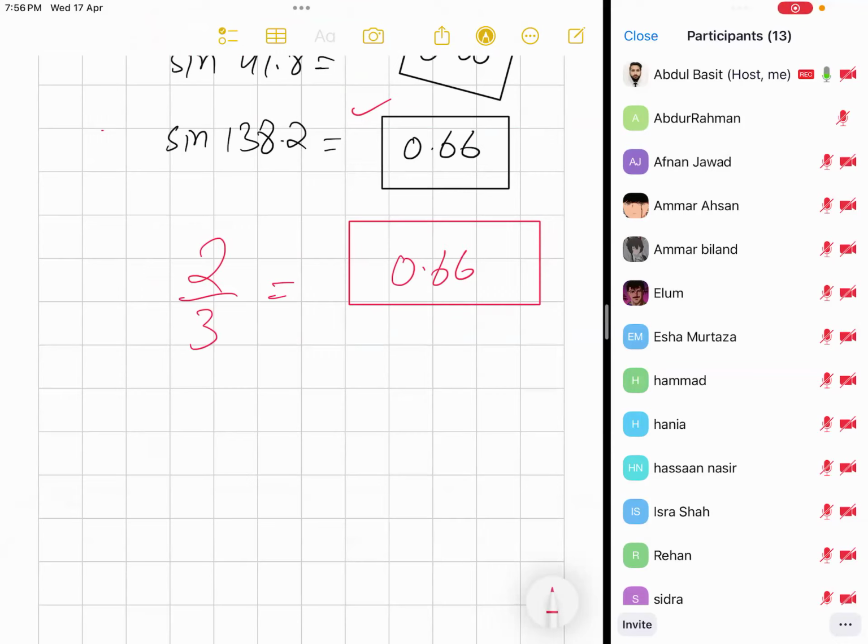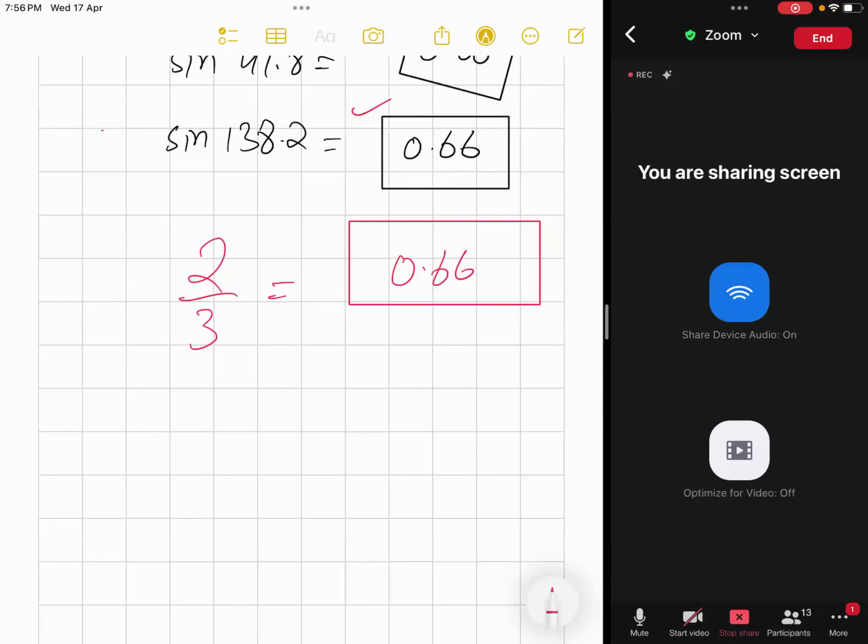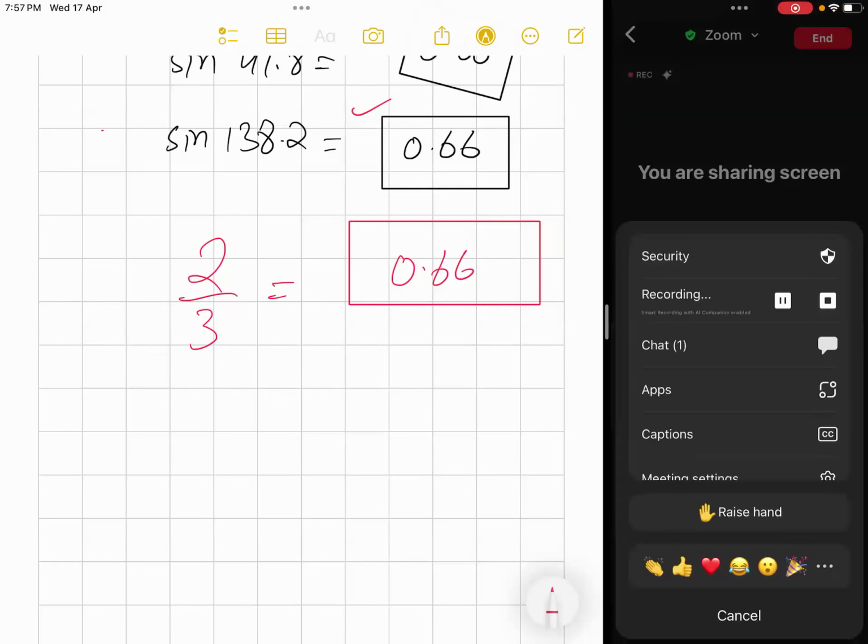Is this clear? Okay, this was the whole trigonometry. So we did a lot of work today. Try to note this entire lesson properly, and write it in your copy.